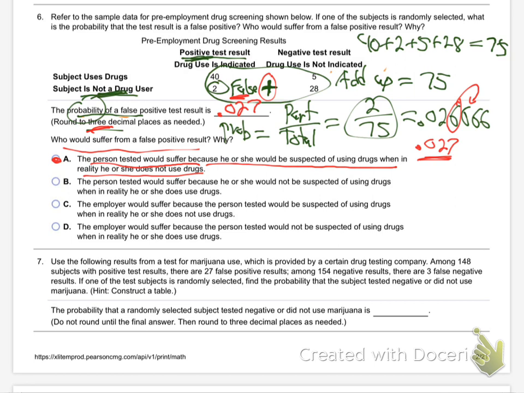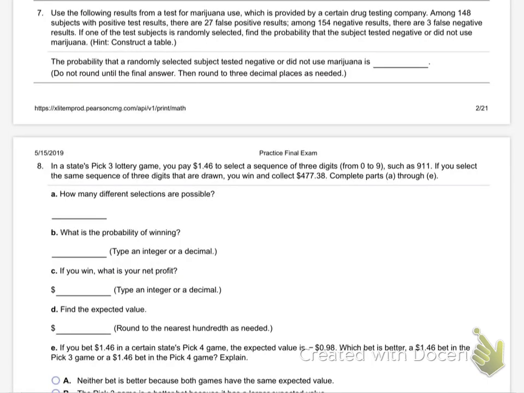Now on number 7, I'll get a fresh screen here. Number 7 says a bunch of information, 148 subjects, and so on. Hint, construct a table. So this, again, is not on the final exam notes because there's not really an exact method. We're not going to use any kind of official calculator test. It's just make your own table. So I'll go through it right here. I'm going to make my own table.